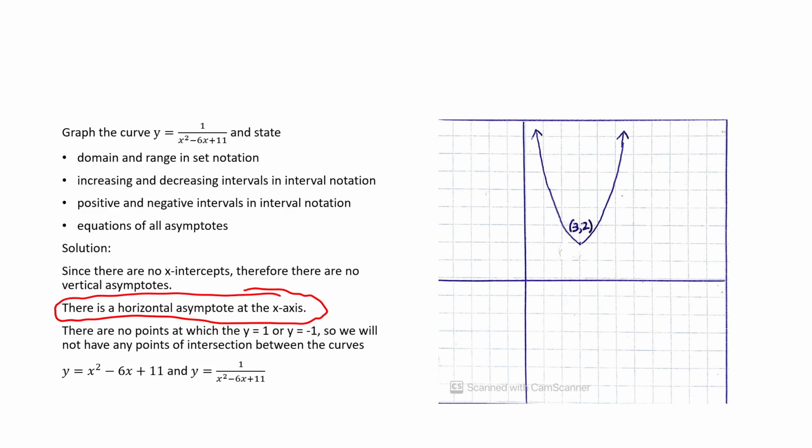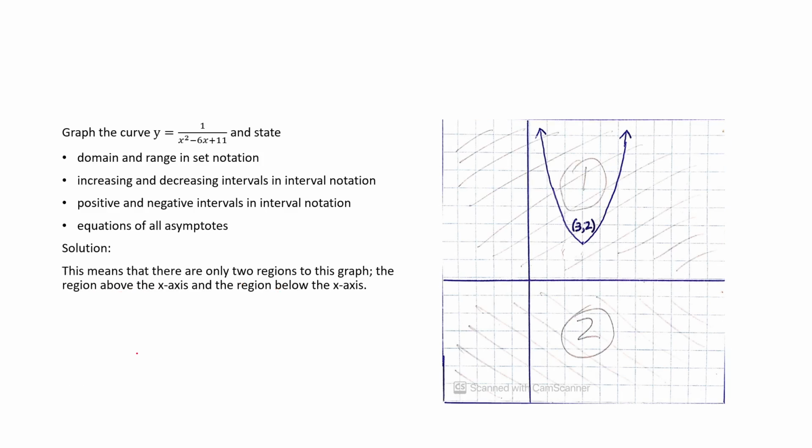After we've determined what our asymptotes are, we usually indicate any points on the curve shown where the y value is 1 or -1. But this curve has no y values of 1 or -1. So there's going to be no points of intersection between these two curves. They will not intersect at all.